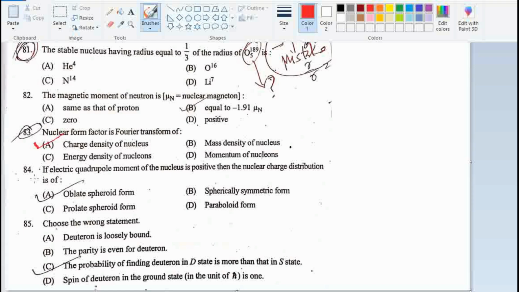Okay, now coming to question number 84, it is given that if the electric quadrupole moment of a nucleus is positive, then the nuclear charge distribution is: oblate spheroid, spherical symmetric, prolate spheroid, paraboloid.